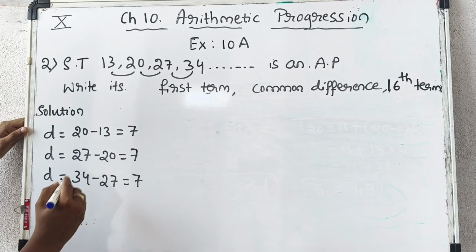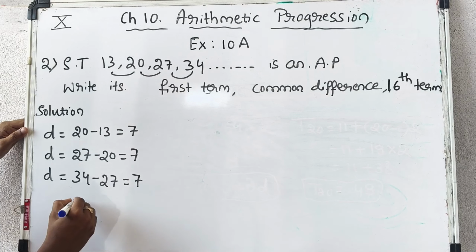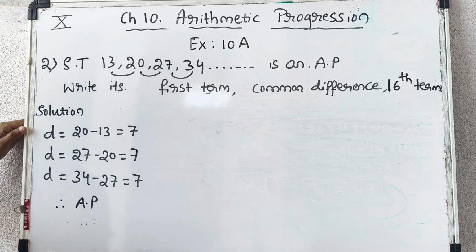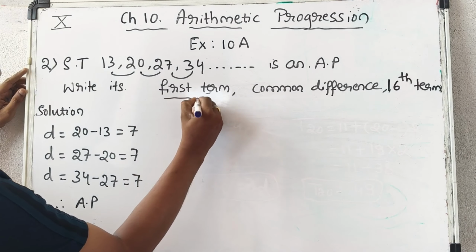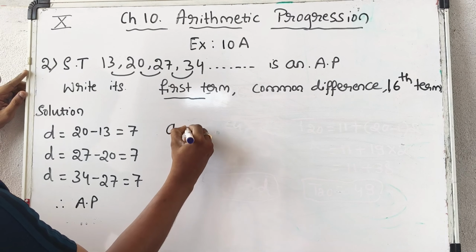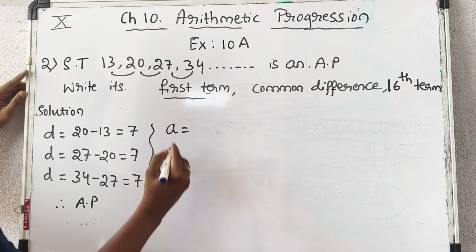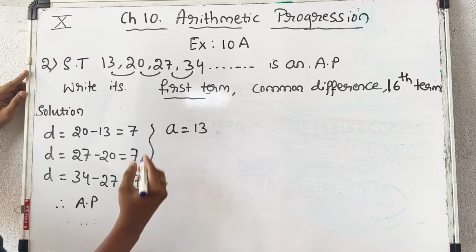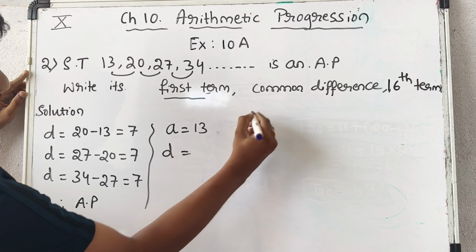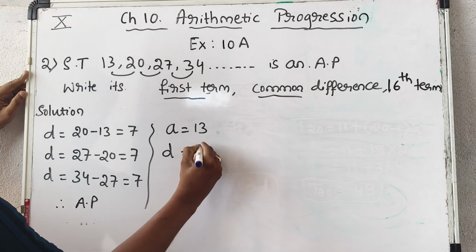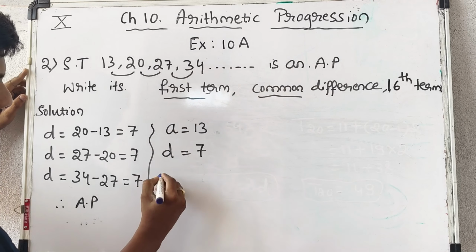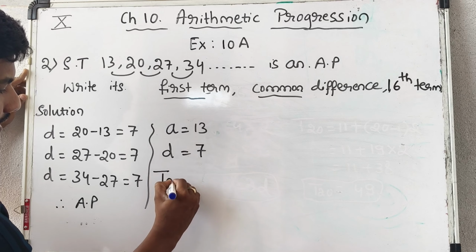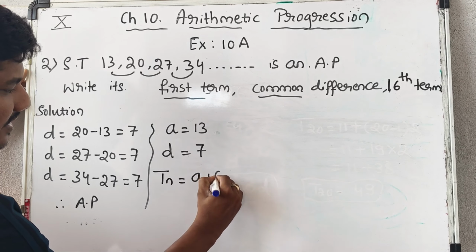Everywhere the difference is common, that is 7, 7, 7. Therefore we call this the common difference. As the difference is common, this is a common difference. Again he is asking you to find the first term. What is the first term in the given progression? 13. Yes. And again the common difference is 7. Everywhere 7 is the difference which is common. And also the 16th term.